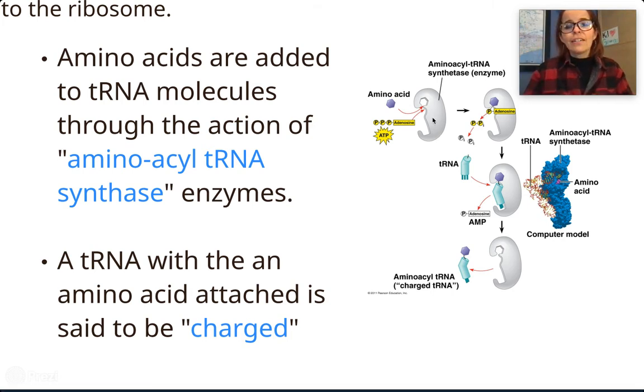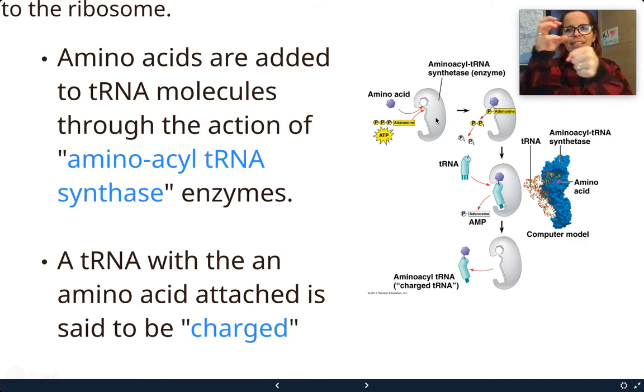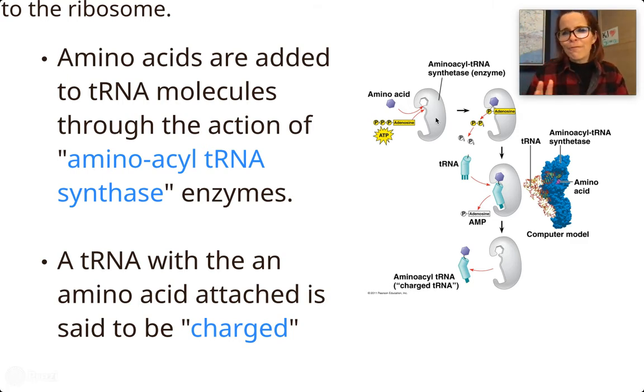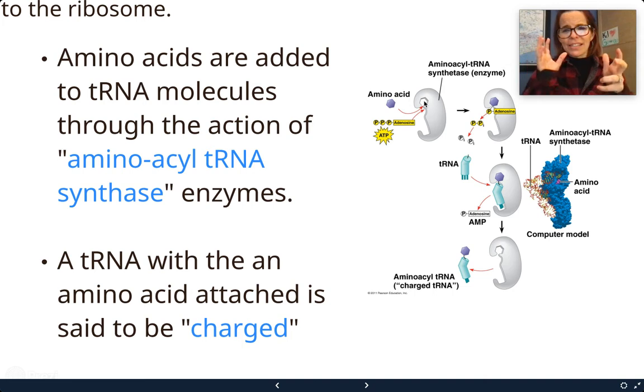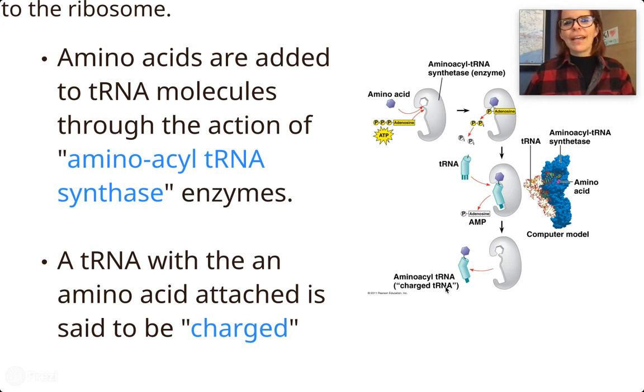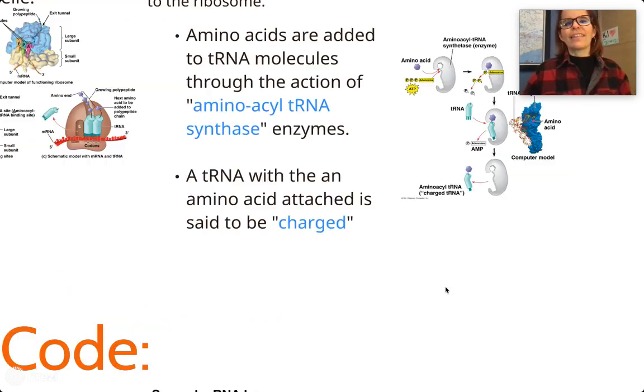And they only fit the right amino acid. A different amino acid won't fit in here. So that's why there's 20 of them, exactly the right number. And then it says here, a tRNA with an attached amino acid is said to be charged. So you could call it the aminoacyl tRNA if it has an amino acid on it, or you could call it charged tRNA. I like to just think of them as trucks that are carrying building supplies, but whatever. You choose the fancy word that works for you.